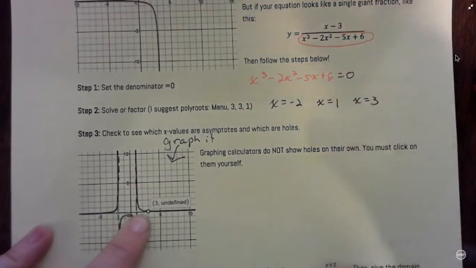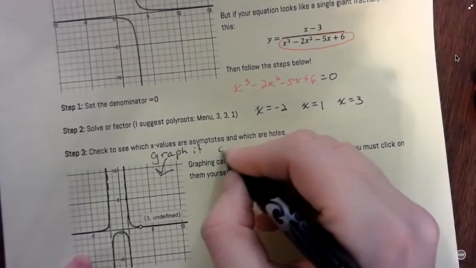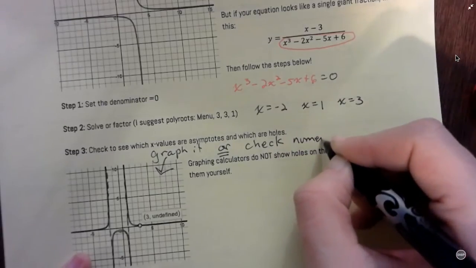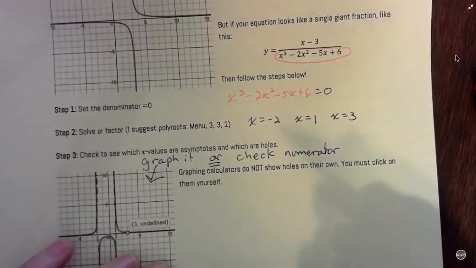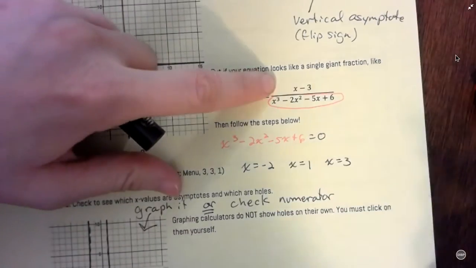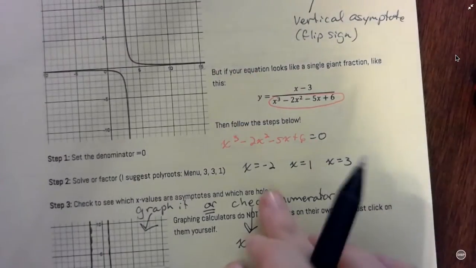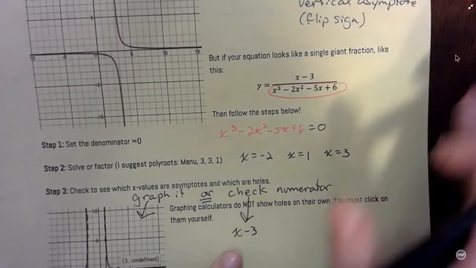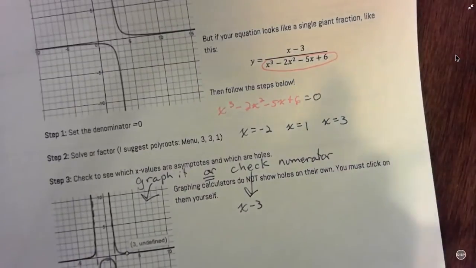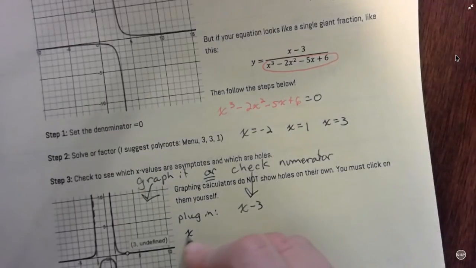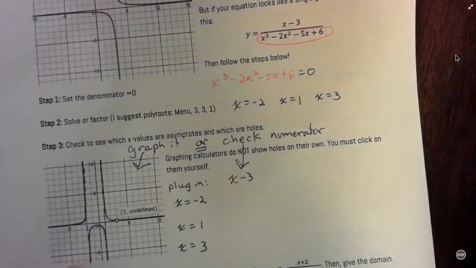The other way to tell, which I think a few of you might like, is to check the numerator. So the way you check the numerator is this. So my numerator is x minus 3. I'm going to plug each of my suspicious x values into this and see what I get. So I'm going to plug in x equals -2, x equals 1, and x equals 3. So plug in each x value into the numerator.